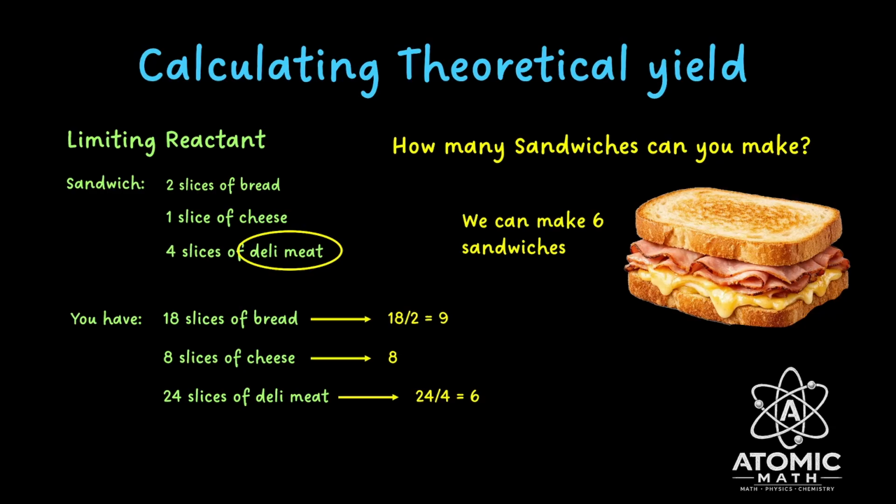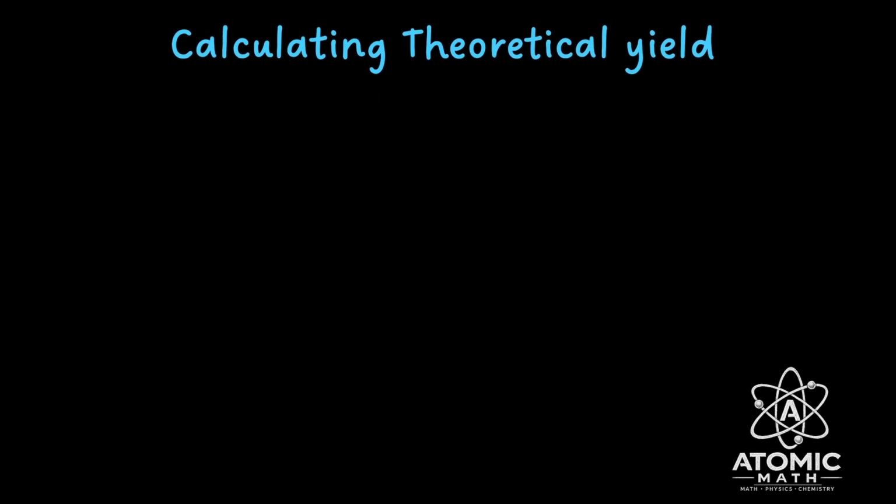That's the whole concept of a limiting reactant, and whenever you're calculating theoretical yield in chemistry, that's what you want to find first: which reactant is going to limit how much product you're going to make. So let's take a look at an actual question.